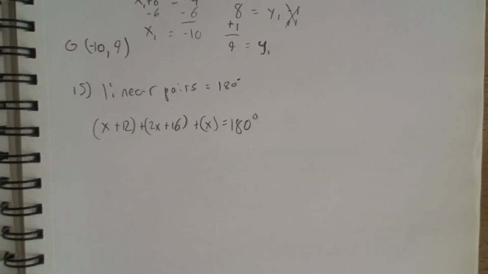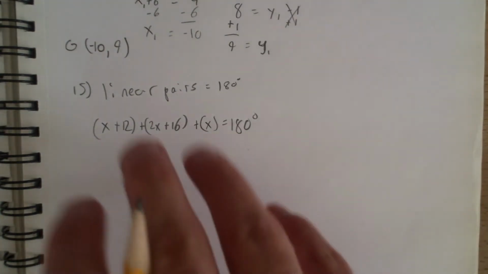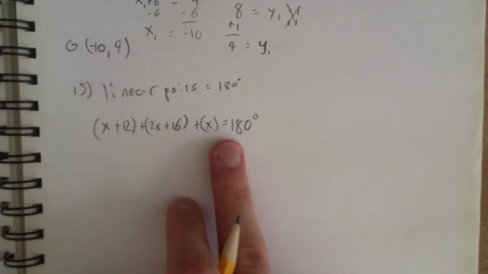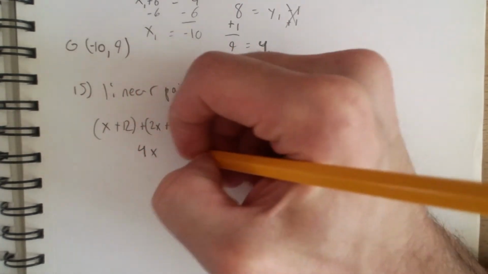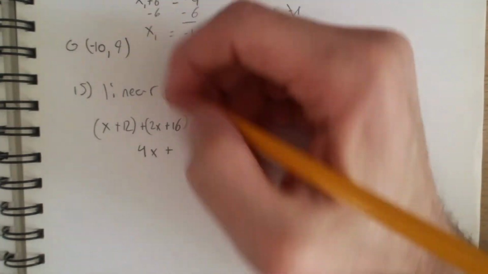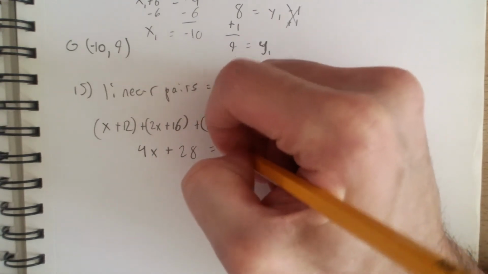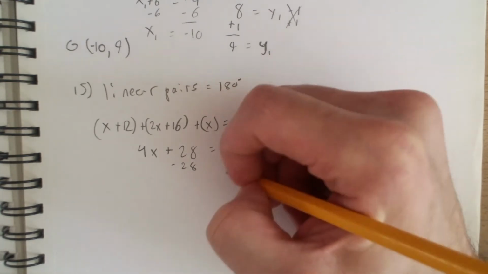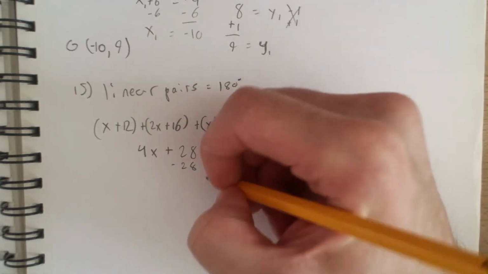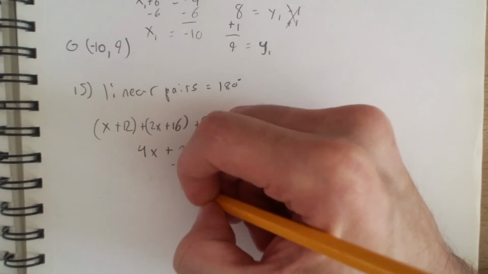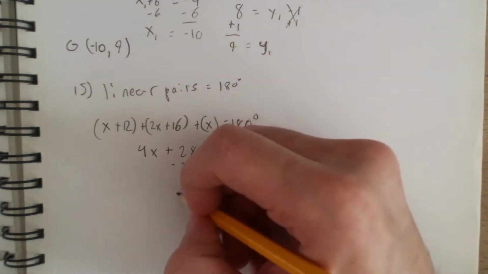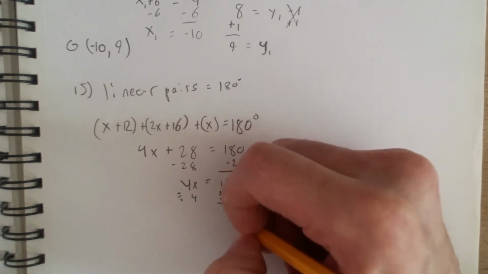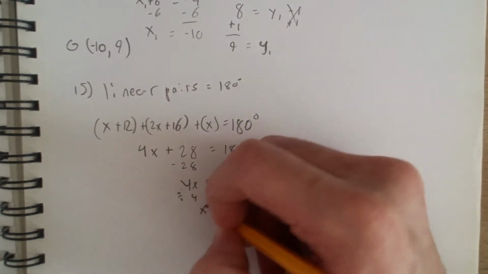So now we're just solving for x. We're going to combine our like values. x, 2x, and x gives us 4x. Plus 12 and 16 would be 28, equal to 180. Subtract everything out. 152 is equal to 4x. Divide by 4, and we get 38 equal to x.